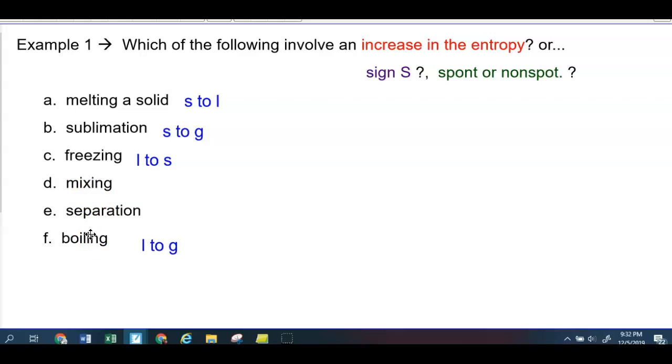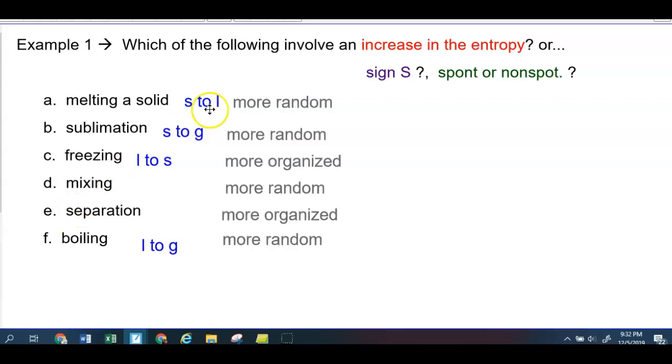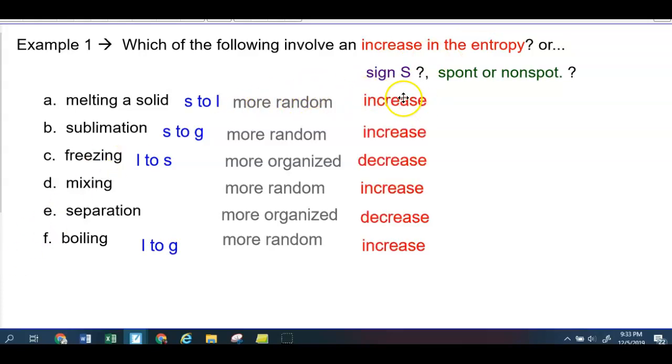Next, you're going to decide then if it is more ordered or more random. Here we know that going from a solid to a liquid is more random, solid to a gas more random, liquid to a solid more organized. Mixing up something makes it more random, separating something makes it more organized, and boiling makes it more random. So now, an increase in entropy is the tendency to go to more random states. More organized, decrease in entropy; more random, increase in entropy.